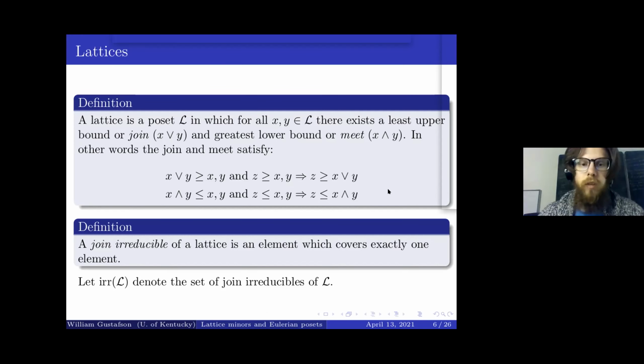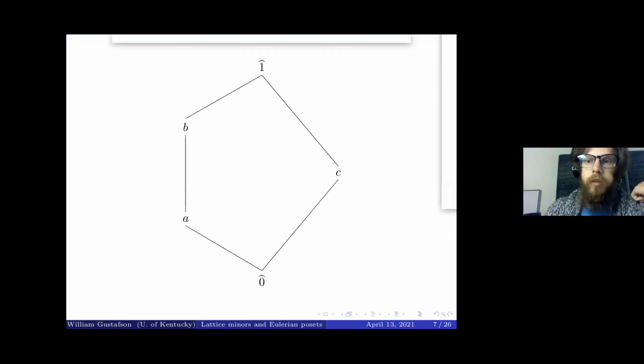Okay, and the other important thing here will be a join irreducible. This is an element in the poset which covers exactly one other thing. And this name is like the usual notion of algebraic irreducibility. If you want to write such an element as a join, then it really has to be one of the things in the join. Okay, and then one note is that I'm only considering finite lattices here. Okay, so this is a small example of a lattice. Here, the join irreducibles are A, B, and C. Okay, we'll come back to this example later.